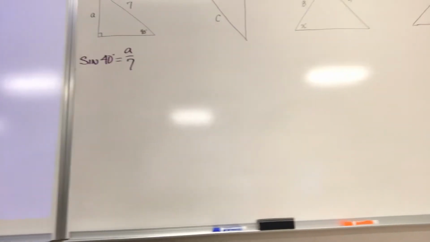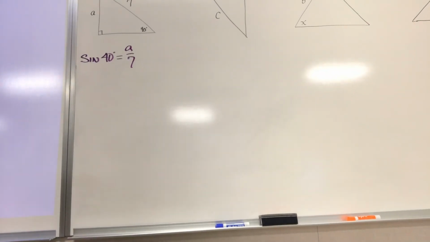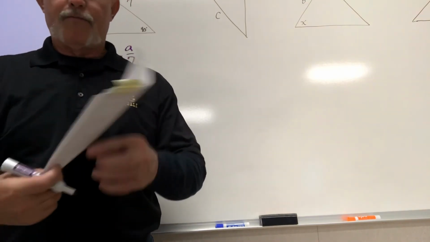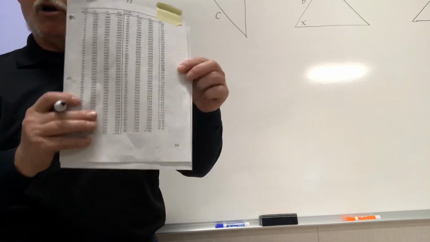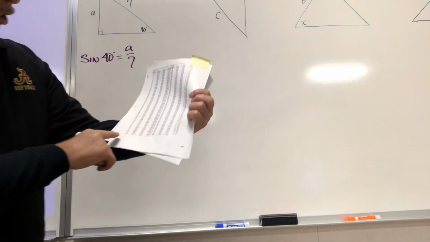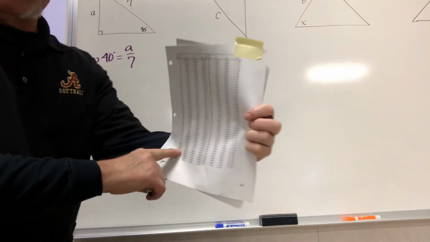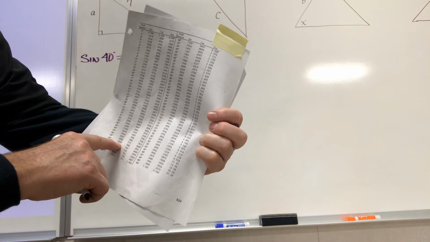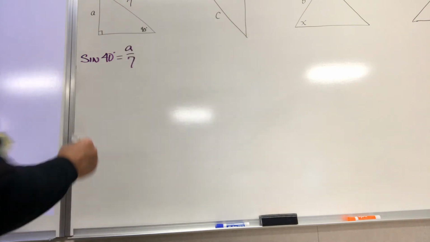So, closer. Now you say to yourself, that still doesn't do anything for me. Oh, it does tremendous things. Because now I can go to the chart. Okay, I know I'm dealing with 40 degrees, so I come down to 40 degrees right here. And then I'm using the sine, so I come across to the sine, 0.6428.